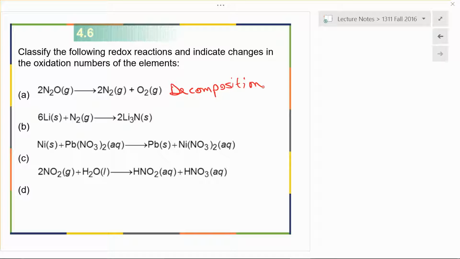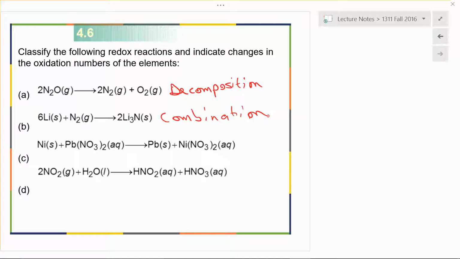Okay, how about the next one? Combination. Good. So we're taking two things, we're reacting them together, and we're forming one thing over there. That's a combination reaction. That'd be a combination.